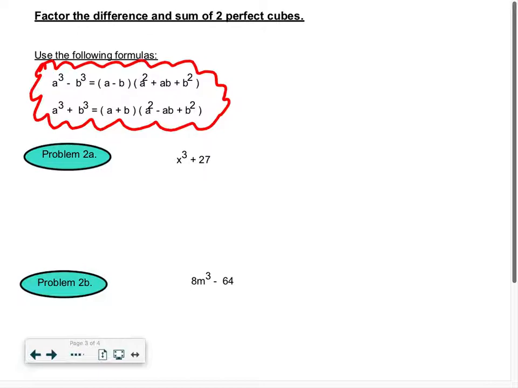There's only just a difference between the two. It's just where your minus sign is. Okay, does everybody have that written down? Not yet. Okay. When you have that written down, write our first problem down too. X cubed plus 27.